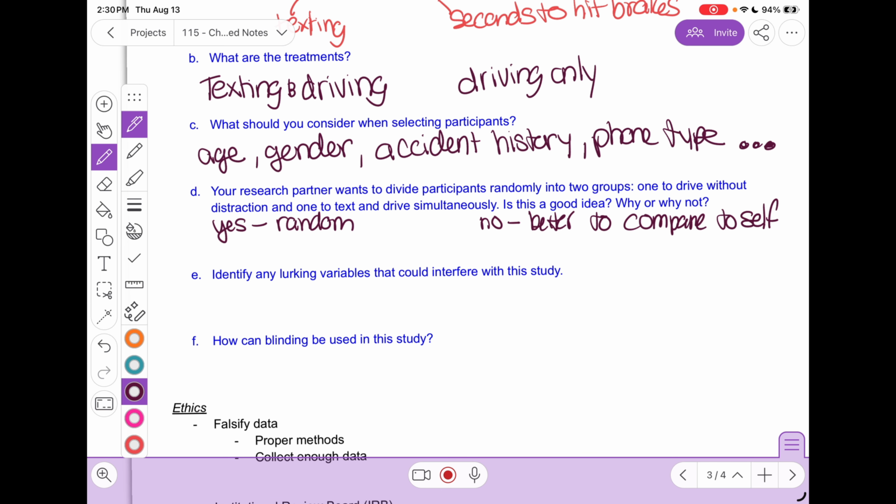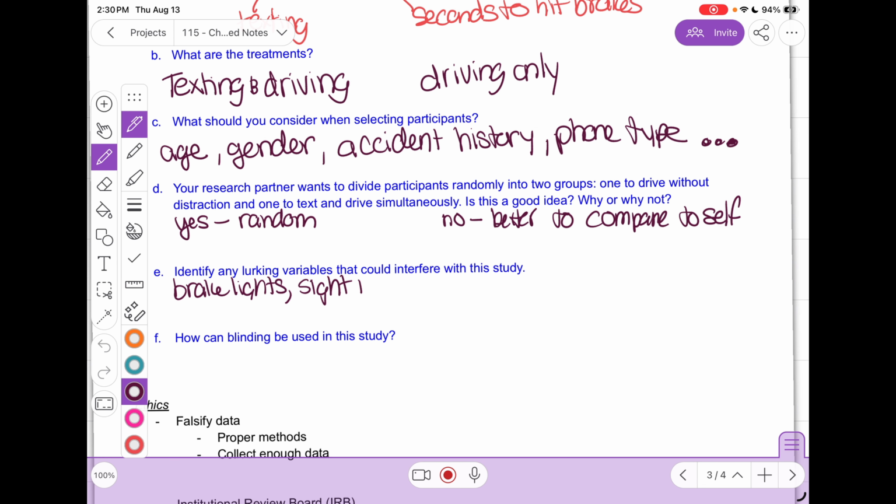Lurking variables. So let's see, brake lights. Sight issues. Anything else that could affect driving? Is it raining? Are there other distractions besides the texting? Like, what else do we have going on? Is there a difference between newer drivers and more experienced drivers?